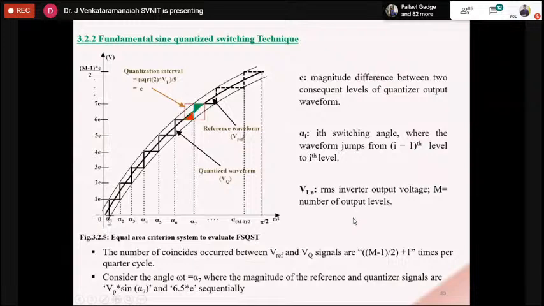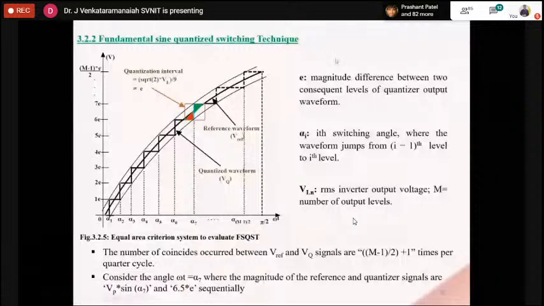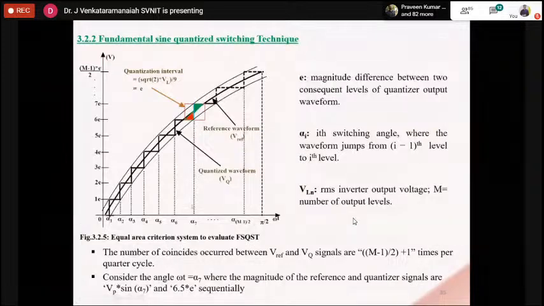Then these are the instants. Alpha 1, alpha 2, alpha 3, alpha 4 are the instants where the stepped waveform is rising from one level to another level. From this waveform, what I want to explain is how we are extracting the switching instants, these angles.